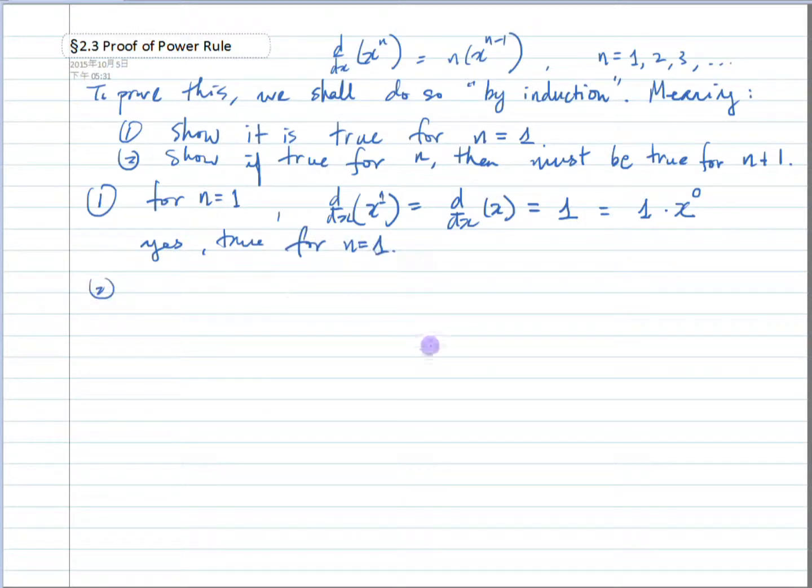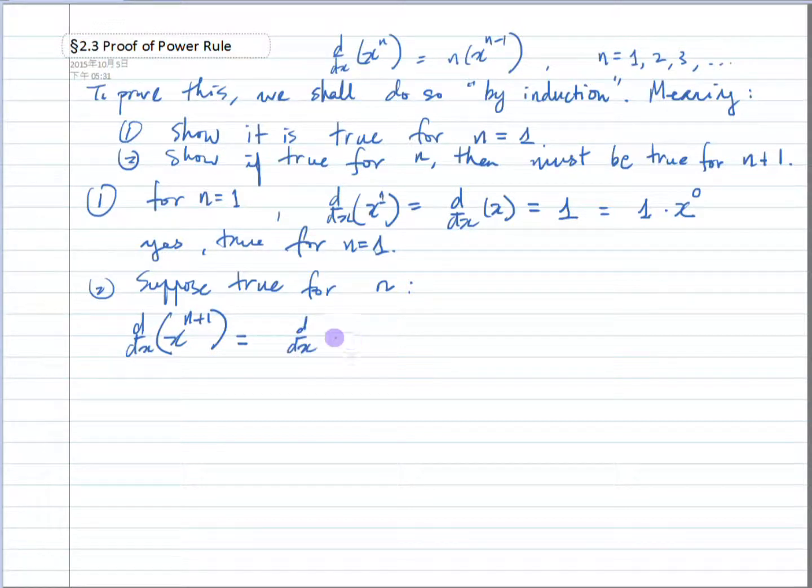Second, suppose it is true for n. Now let's calculate the derivative for n plus 1. Now, what is it going to be? This is very simple. We're going to write this as a product. x to the power of n plus 1 is simply x to the power of n times x. And then now we're going to use the product rule.